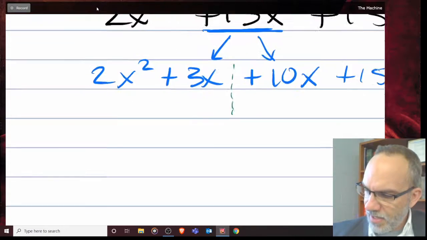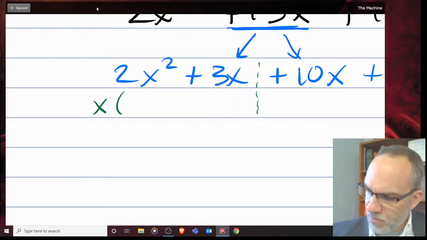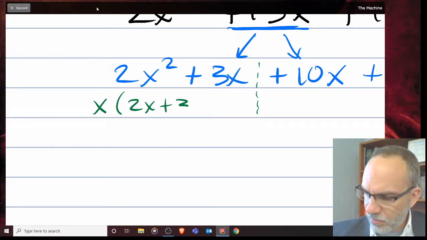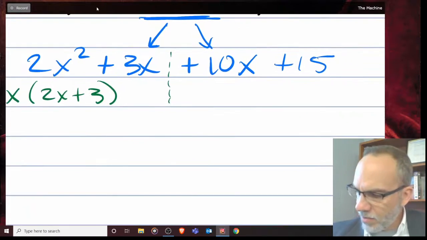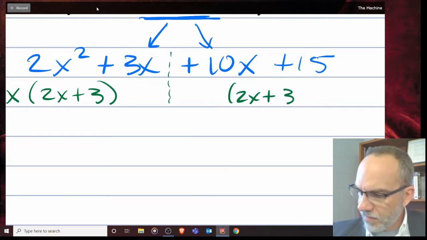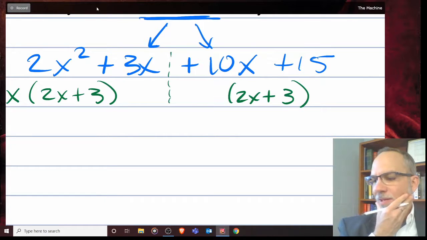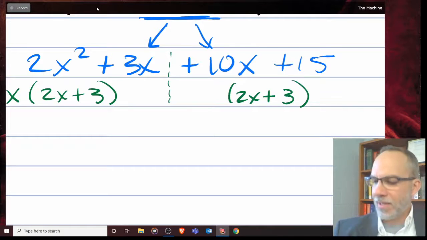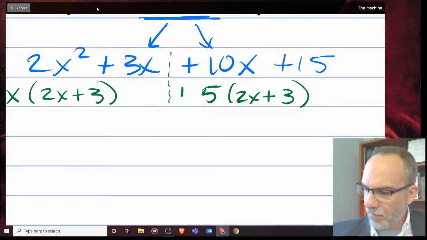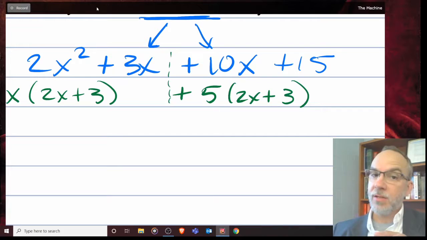On the left-hand side, I can take out an x, which gives me a 2x plus 3. And in hope, I also have to get a 2x plus 3 on this side. What do I factor out of 10x to give myself 2x? A 5, and it's got to be a positive 5. Always have to put a sign there.